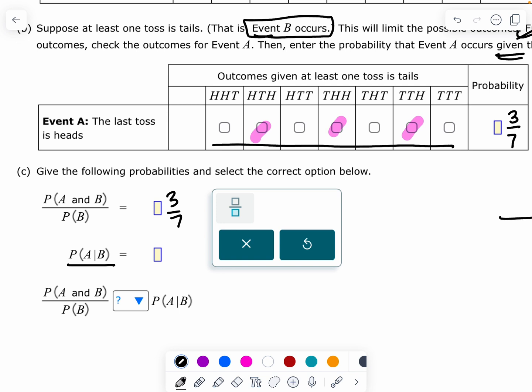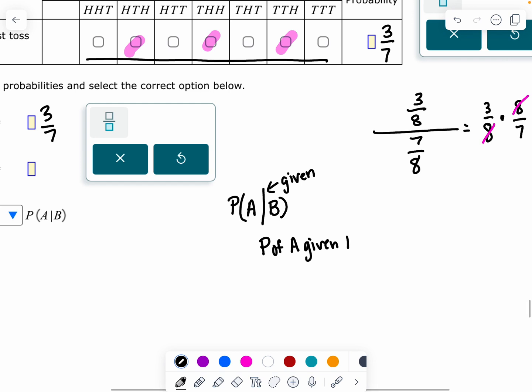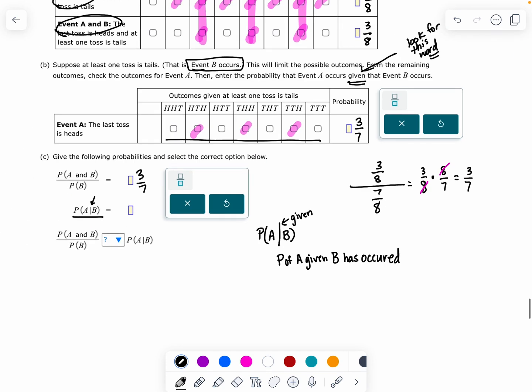And the probability of A given B, this symbol right there, this line means given. We read it this way, probability of A given B has occurred. I think I made too many R's there. Maybe I didn't. I don't know. I'm not an English major. You get what you get, guys. Probability of A given B has occurred. That's what that means.